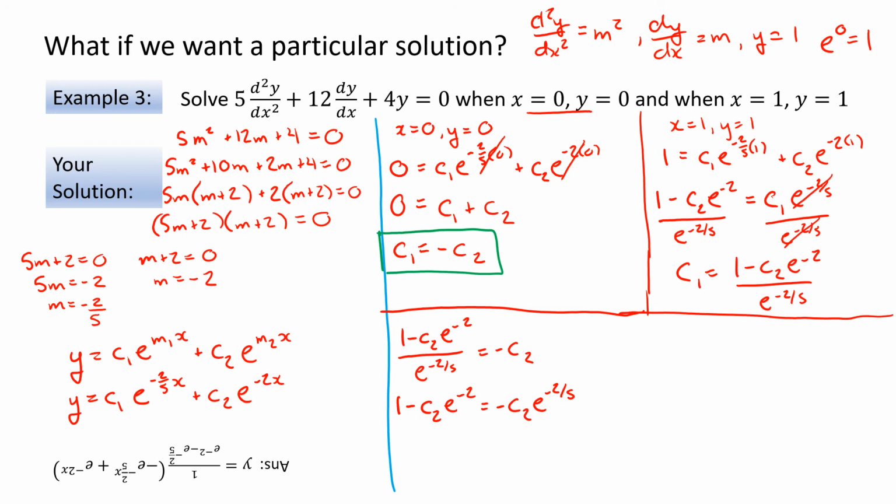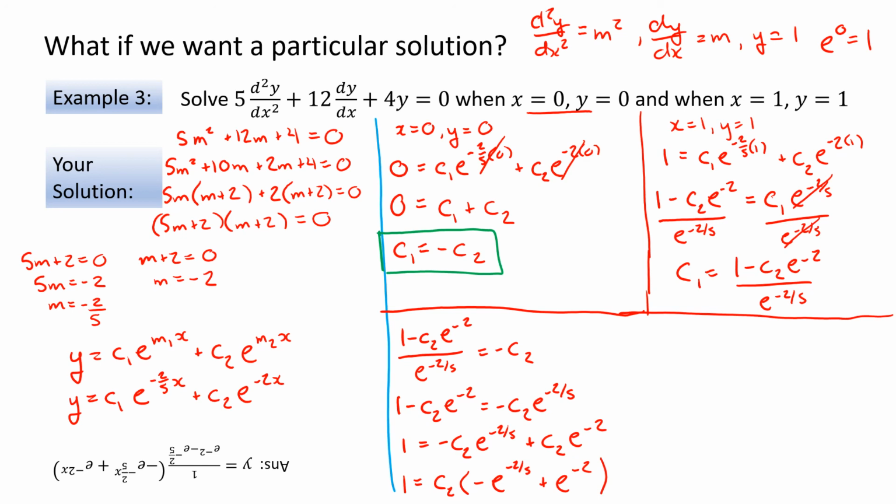So now, to solve for this, we move the c2 to the other side of the equation. And we're left with 1 is equal to negative c2 e to the negative 2 over 5 plus c2 e to the negative 2. So now we can actually factor out a c2. Then we get 1 is equal to c2 times our first item, which is negative e to the negative 2 over 5 plus e to the negative 2. Okay?